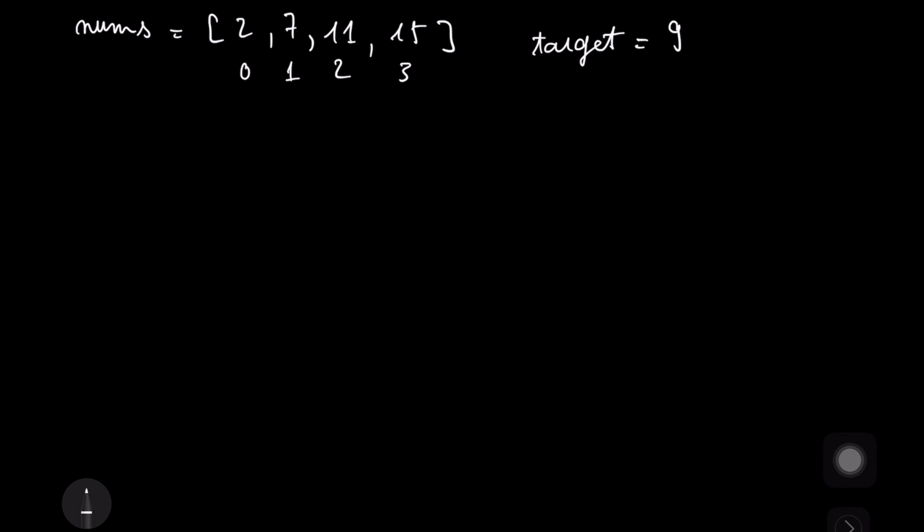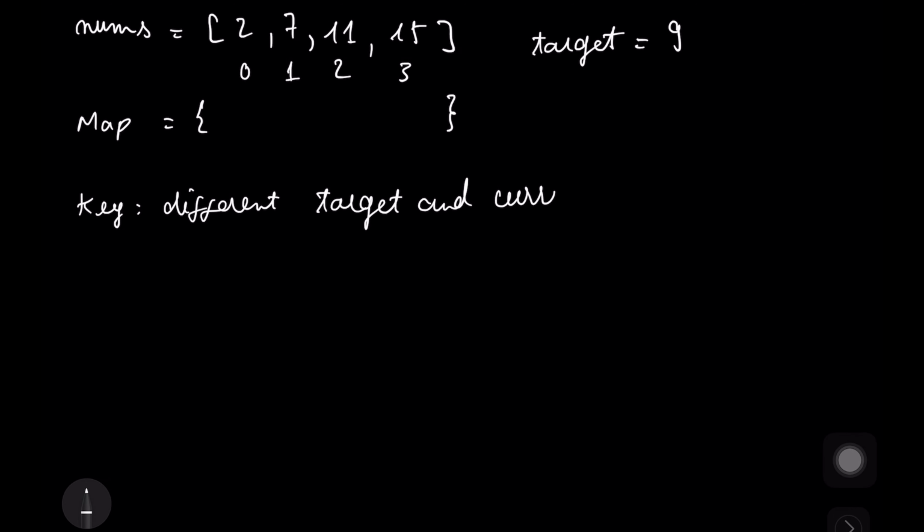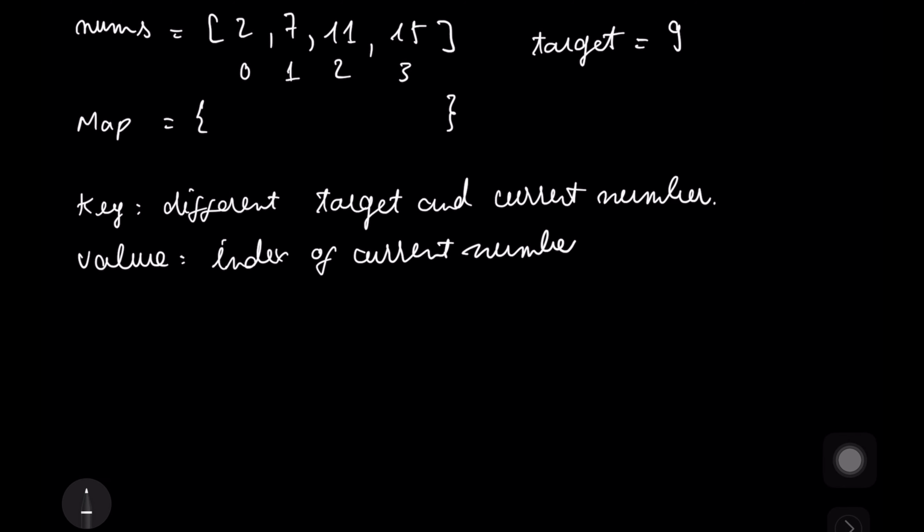A way to do it is to have a map. A map can be a dictionary in Python, but I use map because I will use Java for most of my coding practice. So we're using a map here. With this map, the key is the difference between the target and the current number, and the value is the index of the current number. With that, we then calculate the difference.